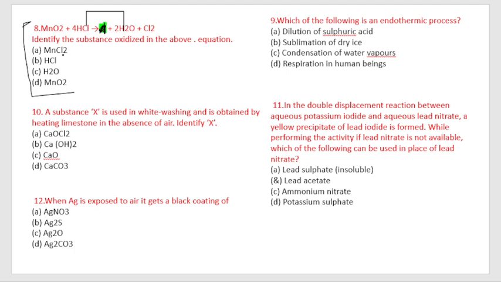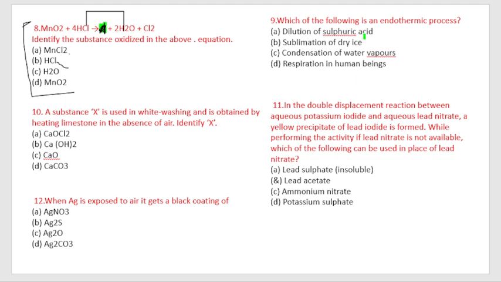See here the options. MnCl2 is not on the LHS. HCl is there. H2O is on the RHS. Then MnO2 already has oxygen, so there is no chance of it getting oxidized; only removal of oxygen is possible. So our answer will definitely be HCl. Now next question. Which of the following is an endothermic reaction? The reaction in which heat energy is absorbed.